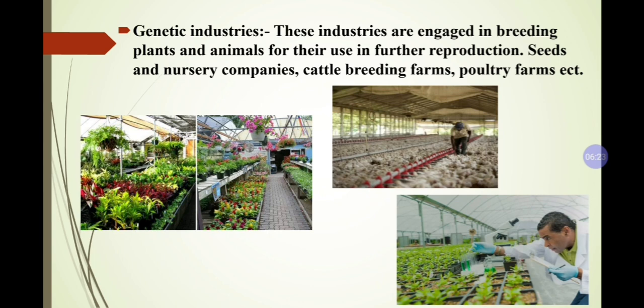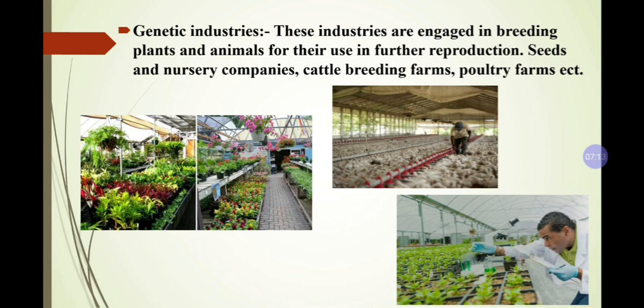The second primary industry is genetic industry. These industries are engaged in breeding plants and animals, meaning they multiply and reproduce from one, for their use in further production. Seeds and nursery companies, cattle breeding farms, etc. are the examples. See here, these plants are being seeded. From one plant they take seeds and seed new plants. This is the nursery, where they multiply and reproduce the plants.